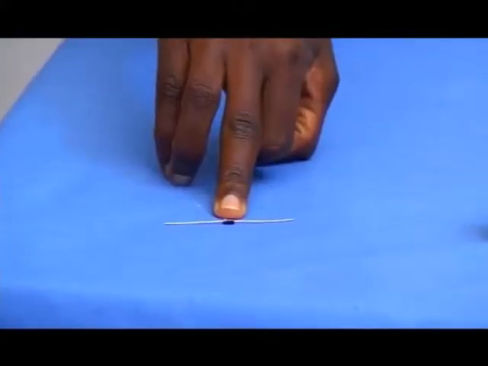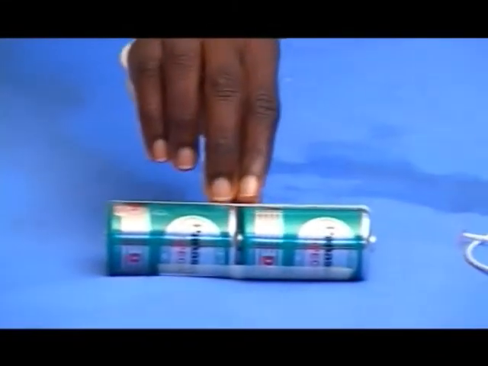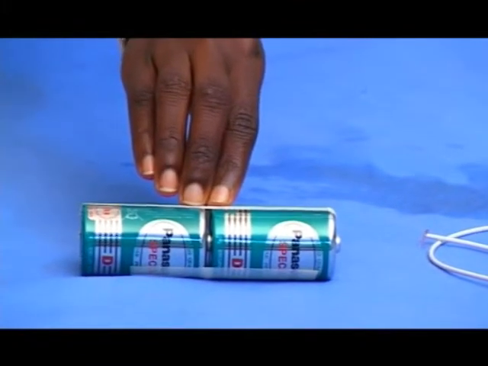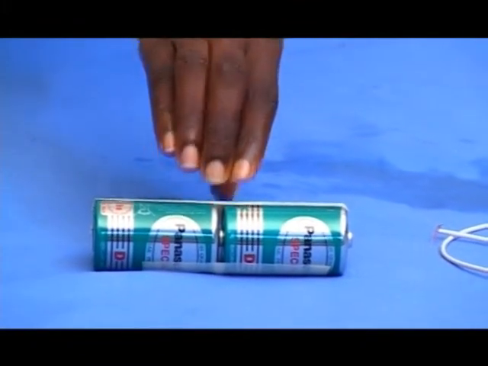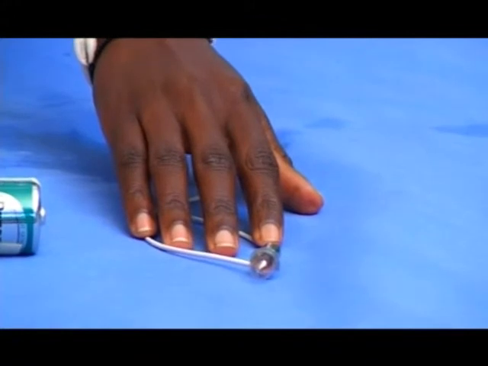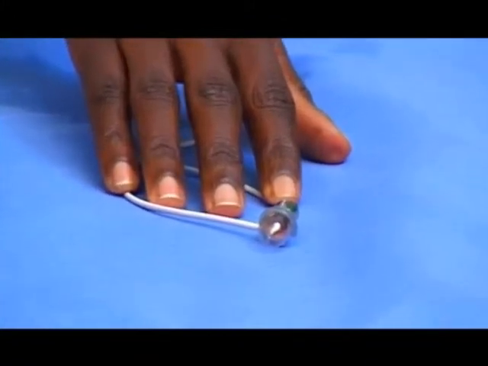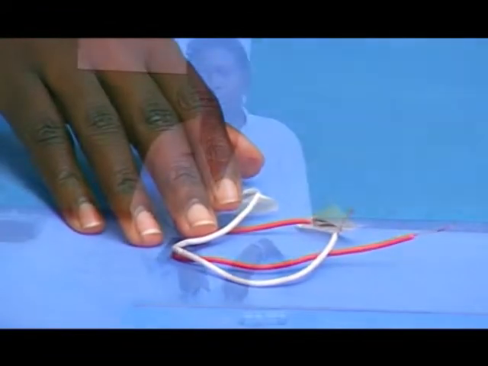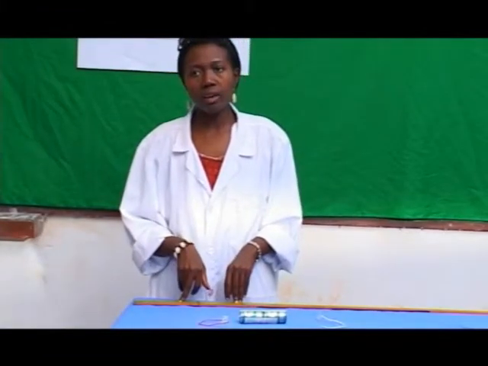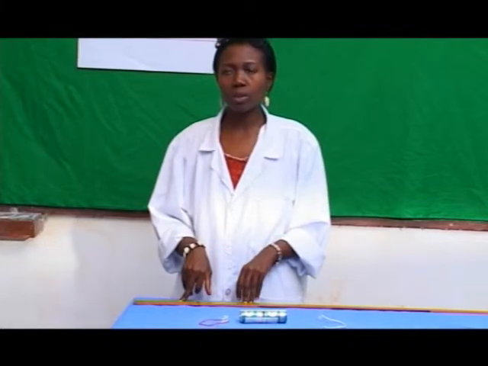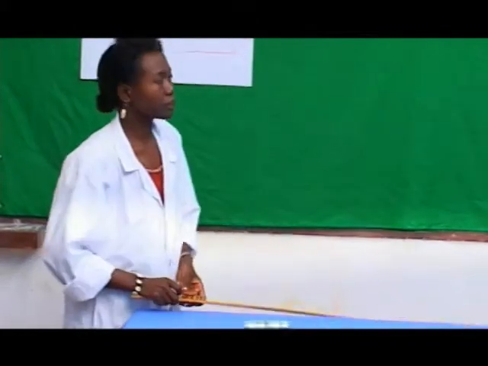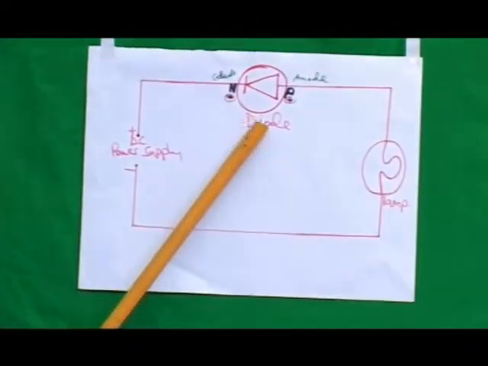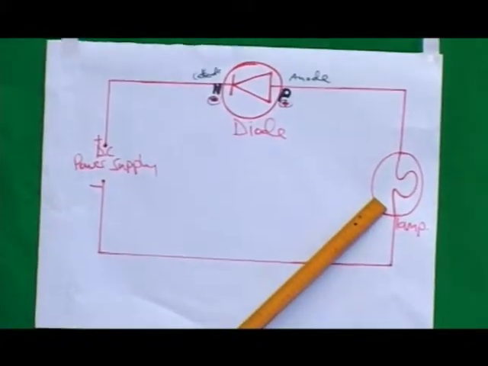Requirements: diode, 2 dry cells, bulb, and connecting wires. Connect the diode in series with a bulb as shown in the figure, diode and lamp.